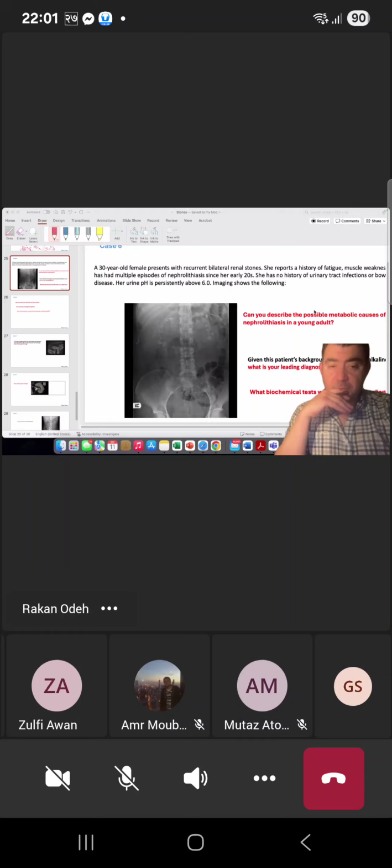Renal tubular acidosis, especially for a patient with persistently high urine pH above 6. The other possibility, especially for a female, is primary hyperparathyroidism. Other rarer causes include sarcoidosis, milk alkali syndrome, patients with Dent disease, and so on. Very good. Thank you. Given the patient's background and persistent alkalinization of the urine, what's your leading diagnosis? Renal tubular acidosis type 1.